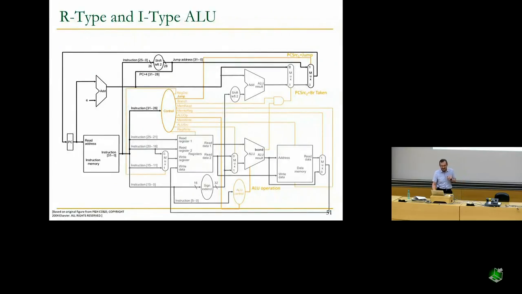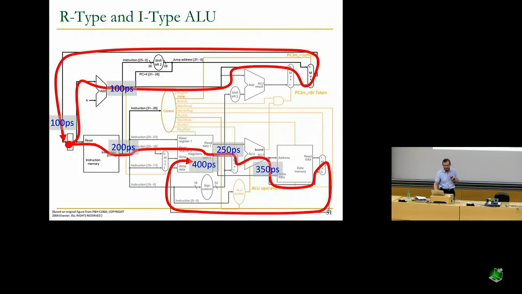So if we go through the R-type and I-type ALU, these are two possible critical paths. This is the critical path that goes through reading the register, doing the ALU operation, bypassing the memory, and writing the result back into the register file. That's 400 picoseconds. There's another potential critical path, which is updating the program counter, but that's really fast, 200 picoseconds over here. So the real critical path for R-type and I-type ALU is this one.